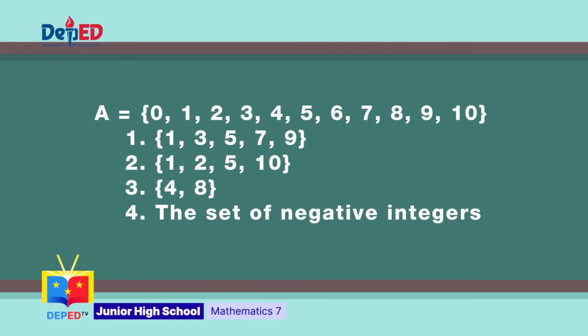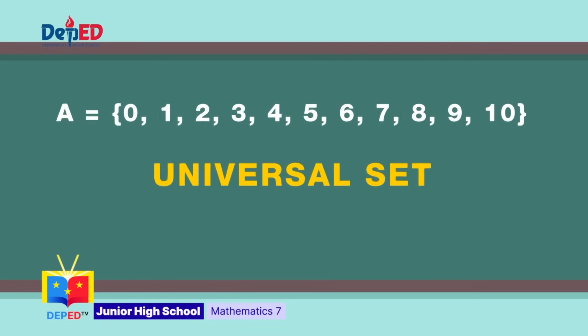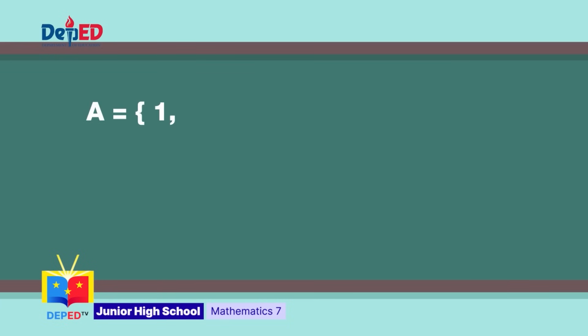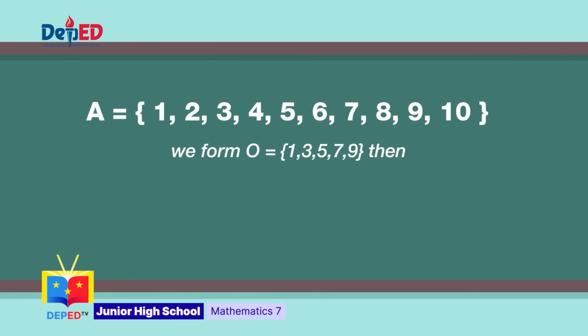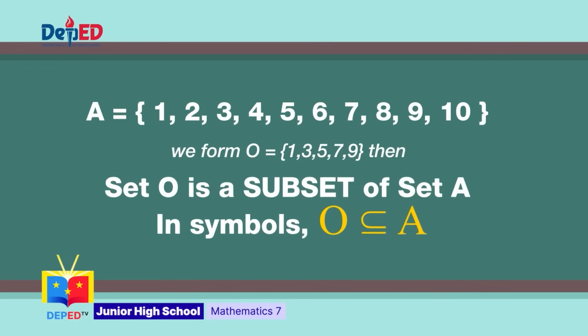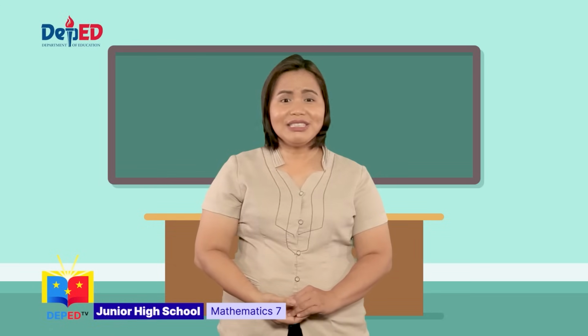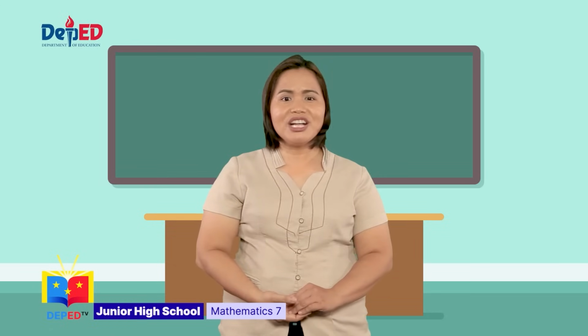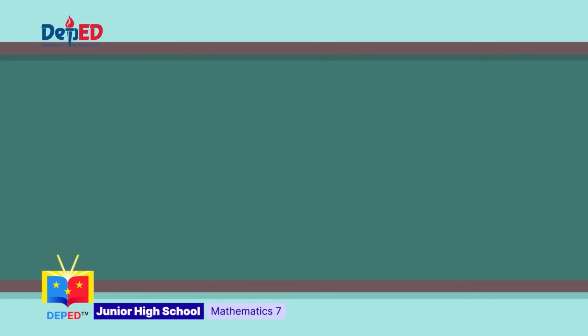Let's say, in this case, A is the universal set. If you form another set from set A, say set O, consisting only of the set of odd numbers from 1 to 10, then we can say that set O is a subset of set A. Please take note that a set is a subset of another if each of the elements of the former is an element of the latter.